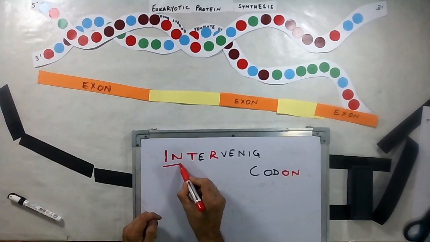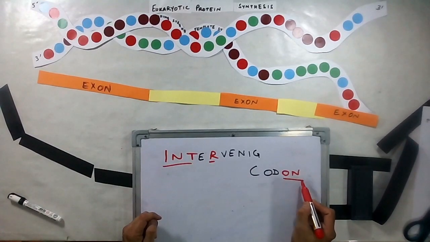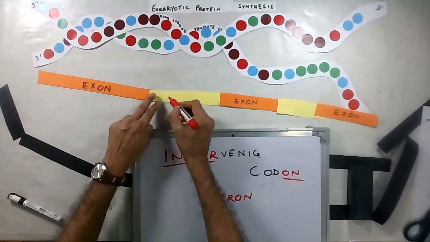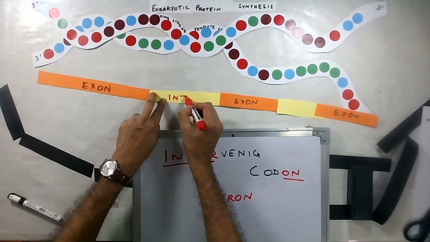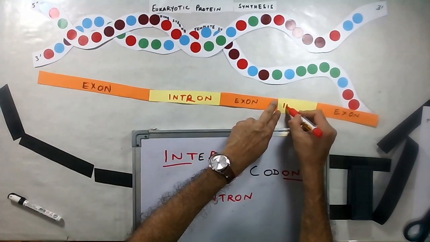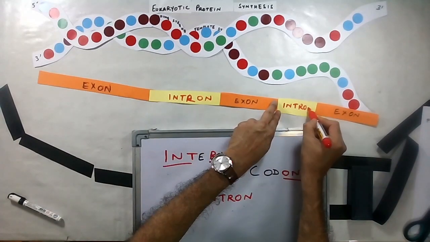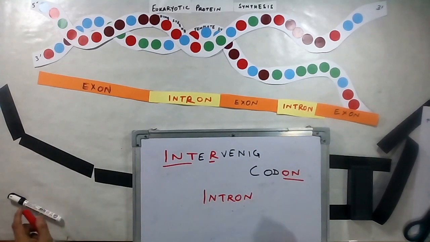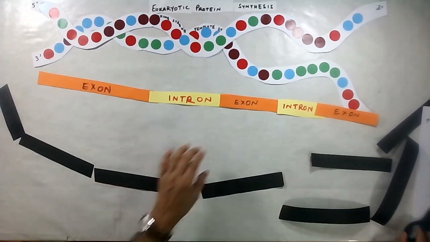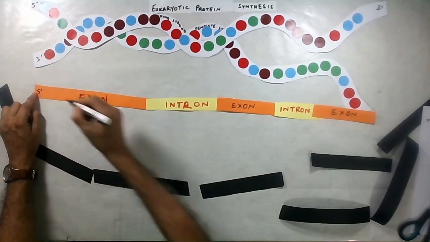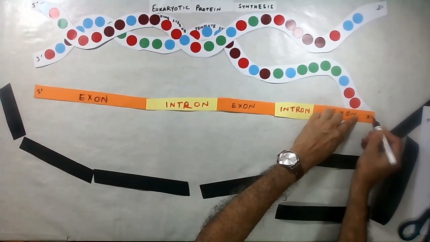So here INT and R taken and here ON taken. Intron, which is this intron. This is not required, initially thought to be junk DNA. Later on they found it has some role to play. So it helps gene expression in the form of 5' to 3'.